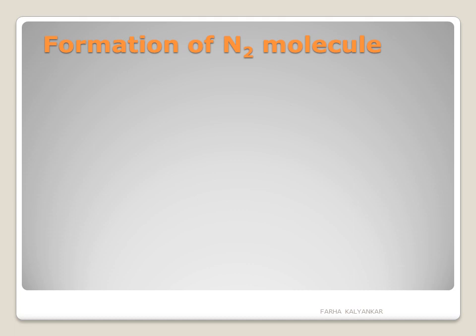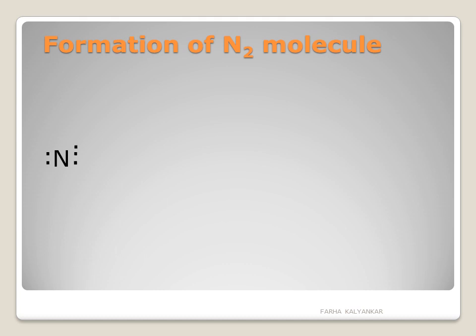Formation of nitrogen molecule. The electron dot structure of nitrogen, I would be writing it as this. But I know that to complete its octet, nitrogen requires 3 electrons more. That means it requires to share 3 electrons with the other atom. So the correct form of writing nitrogen is this.